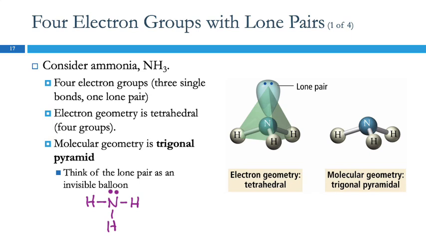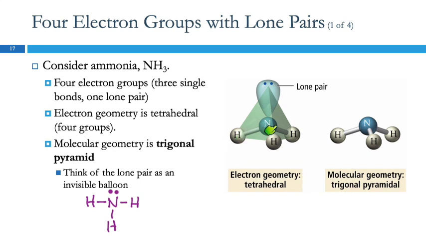Well, it's kind of a triangle, right? But is it flat? It's not flat. Call this a trigonal pyramid, which is different than a trigonal bipyramid, which is 2 pyramids, right? So this is a single pyramid.